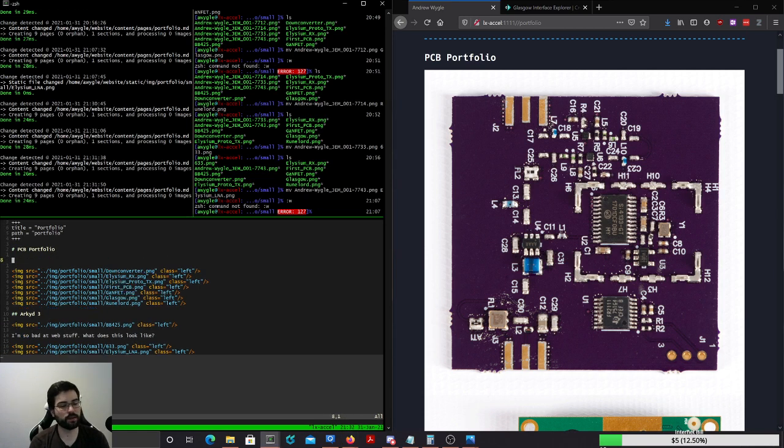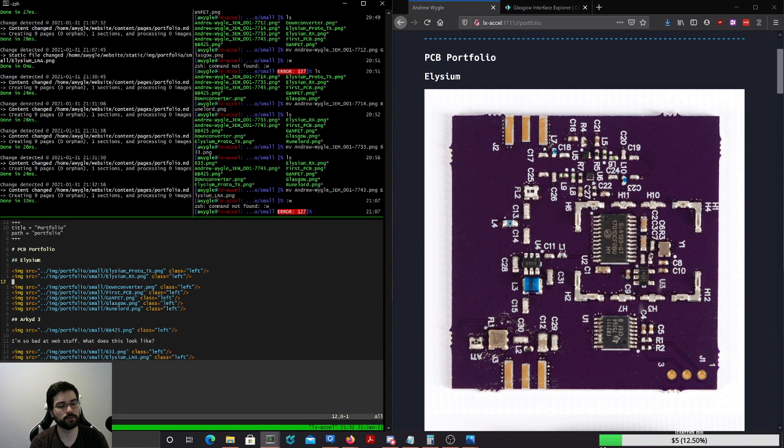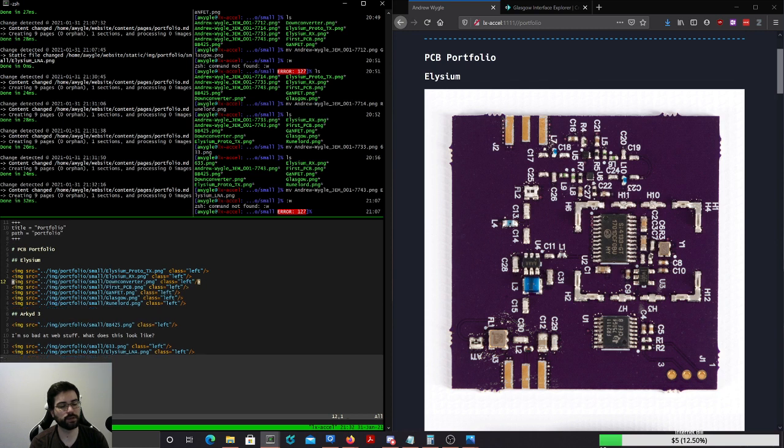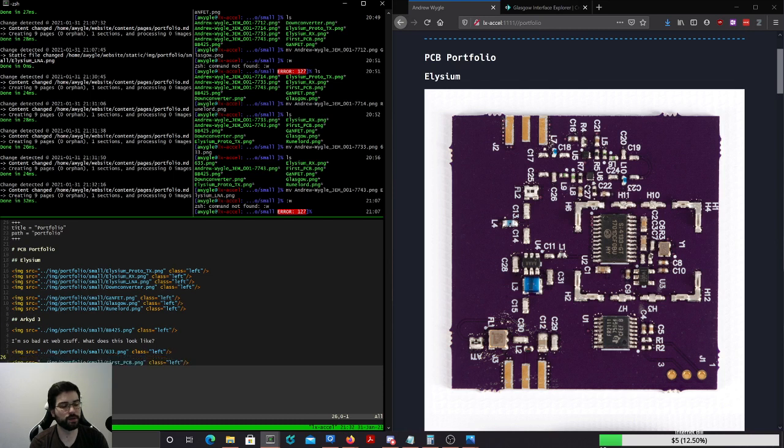Alright, so let's make an Elysium section, which will have... Let's start with Elysium. RX. TX. Down converter. LNA. I'll do this in order from oldest to newest, I think. Or going the other way, newest to oldest.